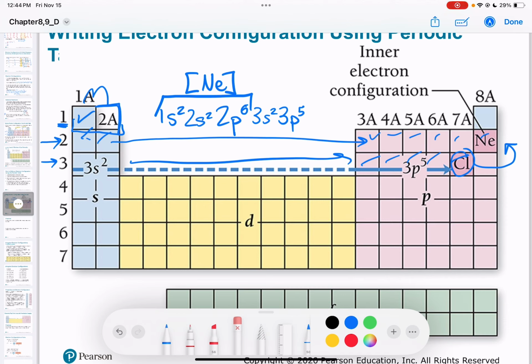Then we write the rest. So 3s2, 3p5. So this one's the full electron configuration. This one's the abbreviated electron configuration for chlorine.